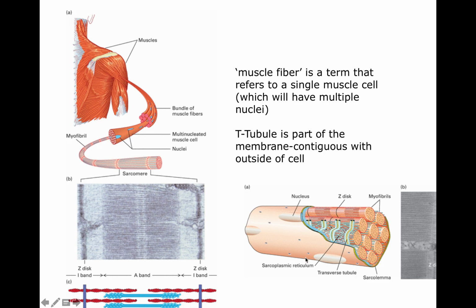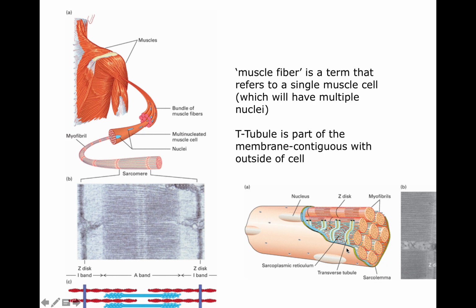In addition, this sarcolemma, the muscle fiber cell membrane, has invaginations that poke down into the belly of the muscle. These are called T-tubules or transverse tubules.